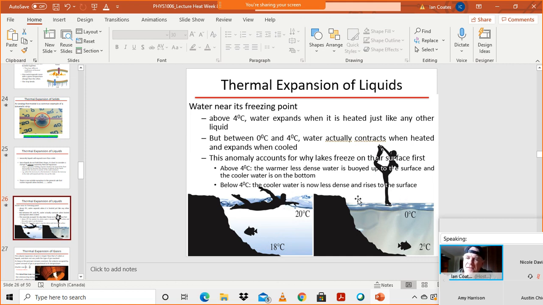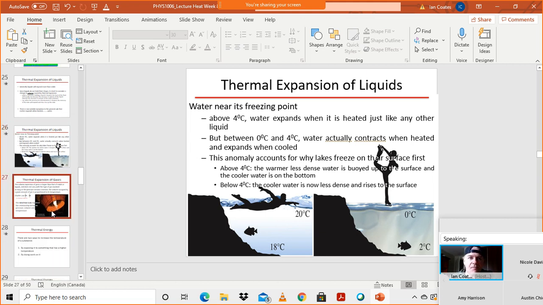So this is a good little slide to understand that generally the rule is everything when you heat it expands, except for water between 0 and 4 degrees. If you heat water, okay, that is between 0 and 4 degrees, it does not expand, it contracts. All right, it's the opposite. So please write that down. Okay, that's a good little question to ask you.